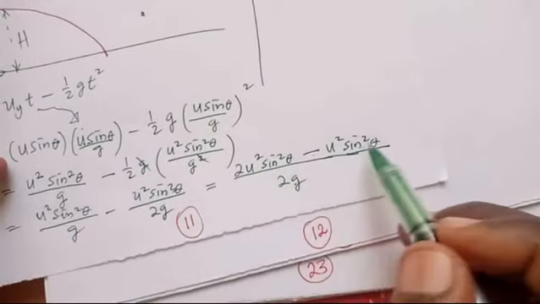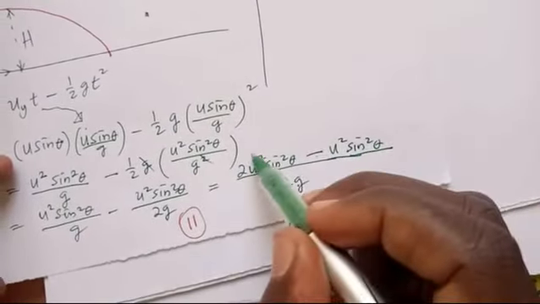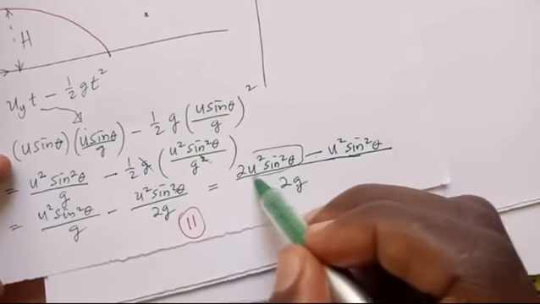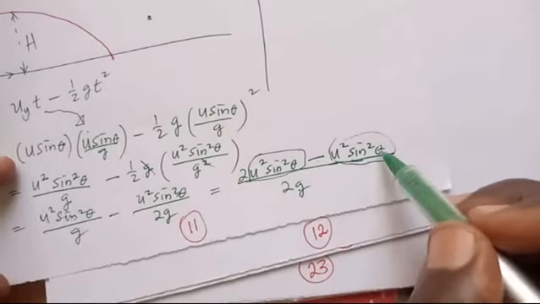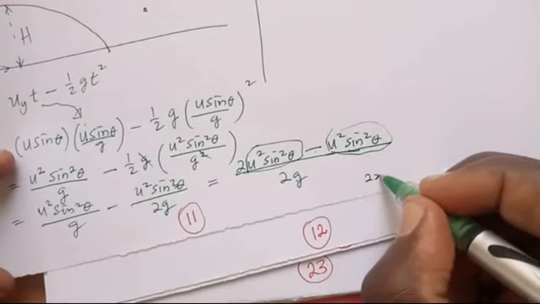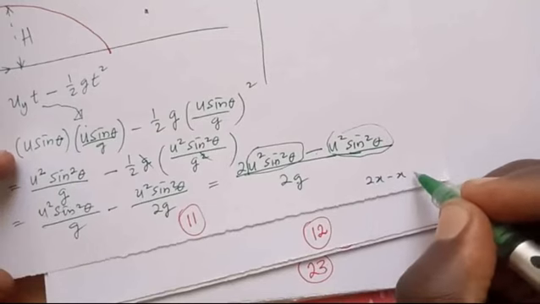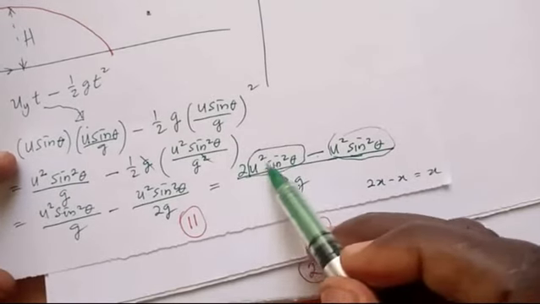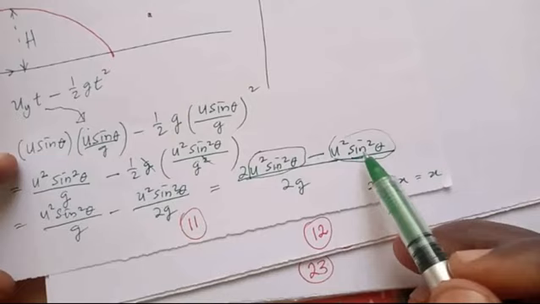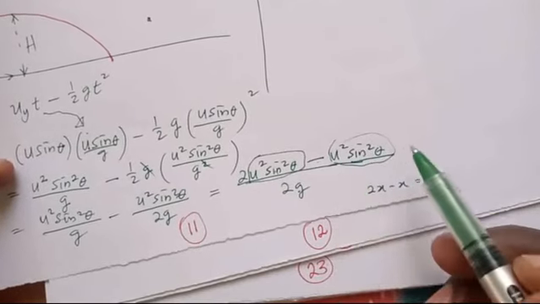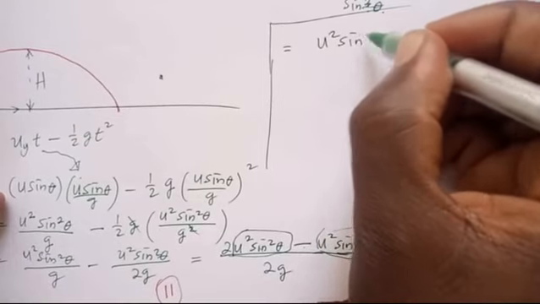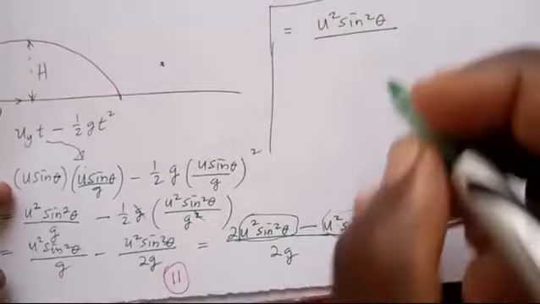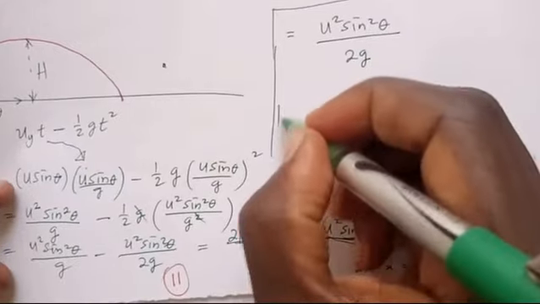Now how do I simplify this one? If you look at the expression here, this one is 2 times this, and this and this are the same. It's just like saying 2x minus x. 2x minus x will give you x, so 2u squared sine squared theta minus u squared sine squared theta will just be u squared sine squared theta. So your answer will be u squared sine squared theta divided by 2g.